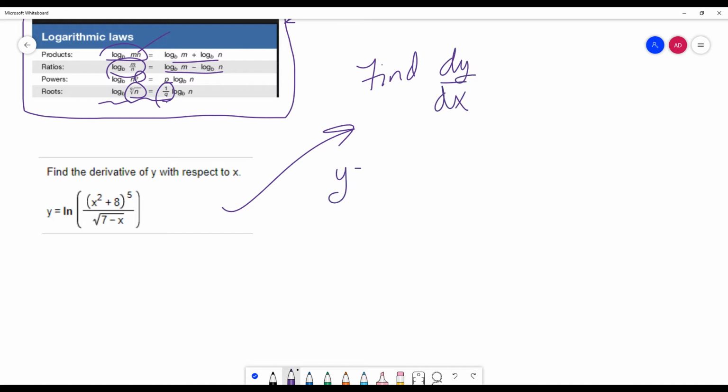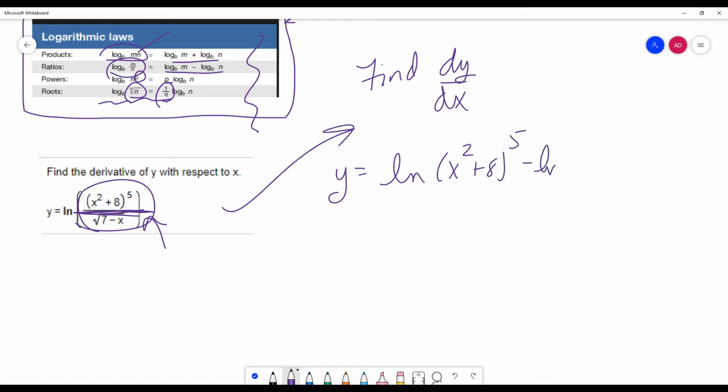So for starters, before I even go to find a derivative, I'm just going to use my properties that I listed up here to work it out. Think about it this way. If you have a quotient, which I do right here, it can turn into a difference. So I'm going to write minus natural log of the square root of 7 minus x. And like I said, I'm really going to try to be neat. Okay. Now the power, of course, is going to come down in front.